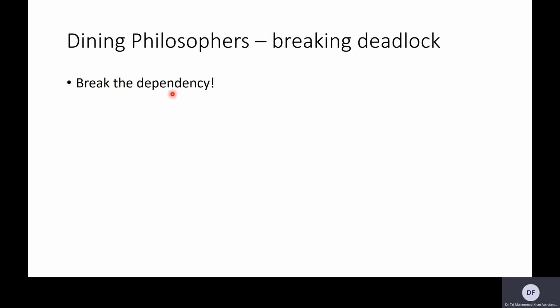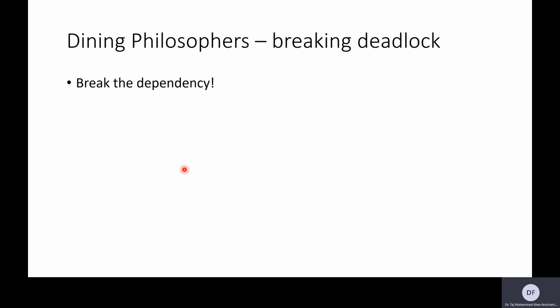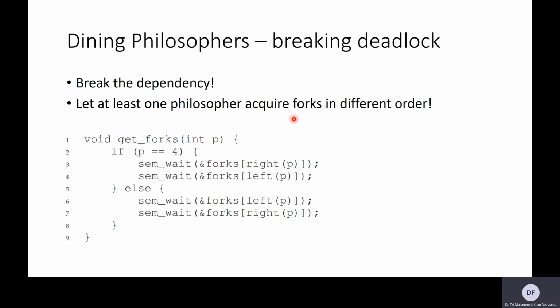So how can we break this circular dependency? The dependency is arising because all of these threads are acquiring the forks in the same order. First left, then right, first left, then right, first left, then right. So if we want to break this dependency, we have to make at least one philosopher acquire the forks in a different order. How can we do this? Simple. All the philosophers acquire in the same order, first left, then right, except one philosopher, in this case p equal to 4, which will acquire the forks in inverse order, first right and then left.